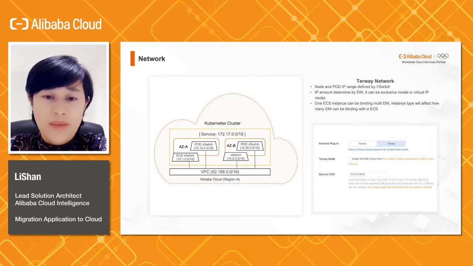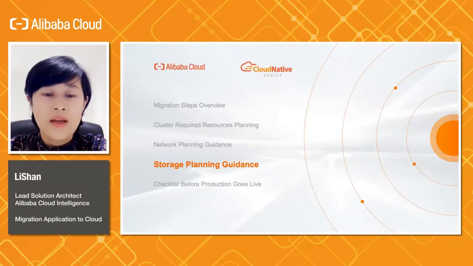In Terway network, the node and pod IP range is defined by vSwitch. That means you should create two vSwitches. One is for nodes, and the other is for pods. How many IPs can be assigned to pods is determined by ENI. ENI has exclusive mode and virtual IP mode, and the assigned IP amount is different as well. An ECS instance can be bound to multiple ENIs. When you select an ECS instance, the table will show how many ENIs can be bound to the ECS.